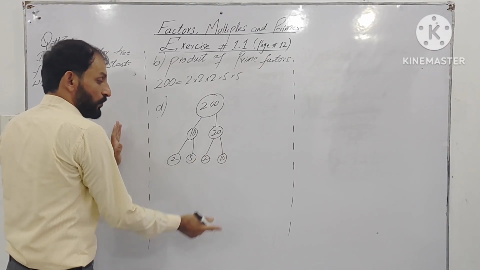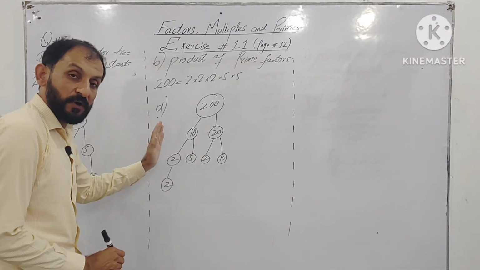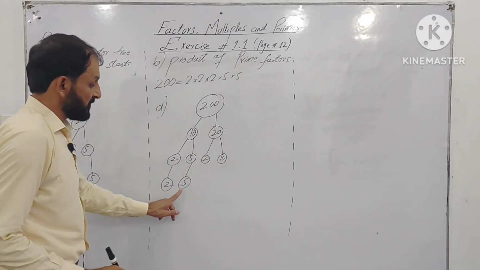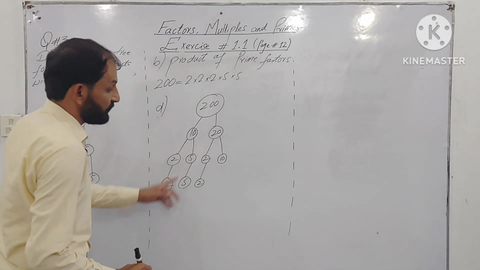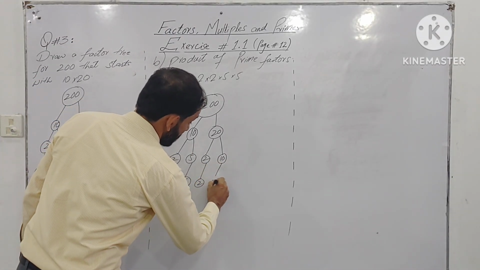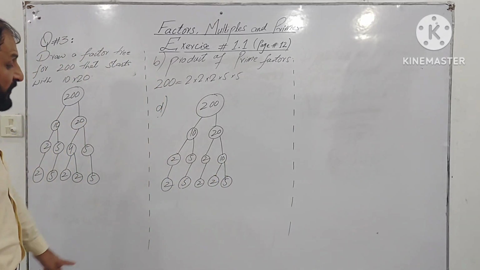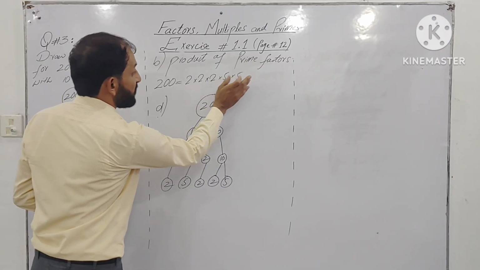2 tens are 20. Again 2 is a prime number, we write down 2 as it is. 5 is also a prime number, we write it down as it is. 2 is also a prime number, we write it down as it is. Now you can see the prime factors are 2, 2, 2, 5 and 5.